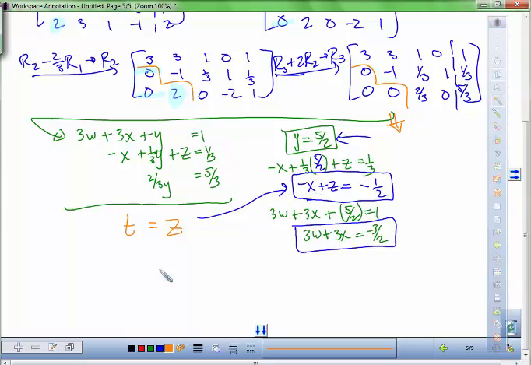So your x then can be written as a function of t. So x is equal to, I have to bring the t over to the other side, and then I have to take the negative of that, so it'll be positive t plus a half. Is that right? Did I do that right?